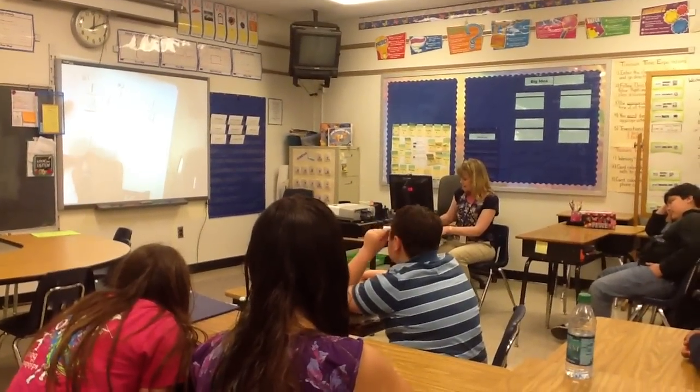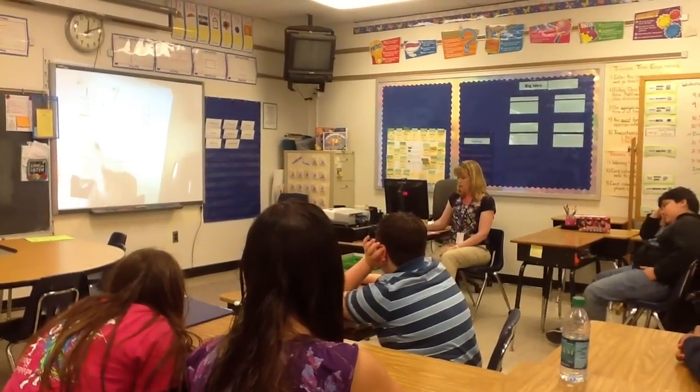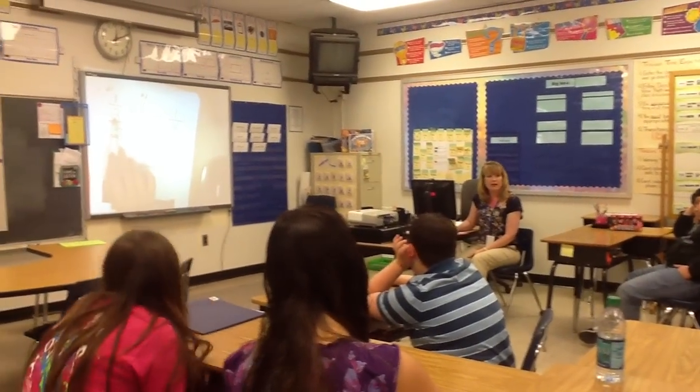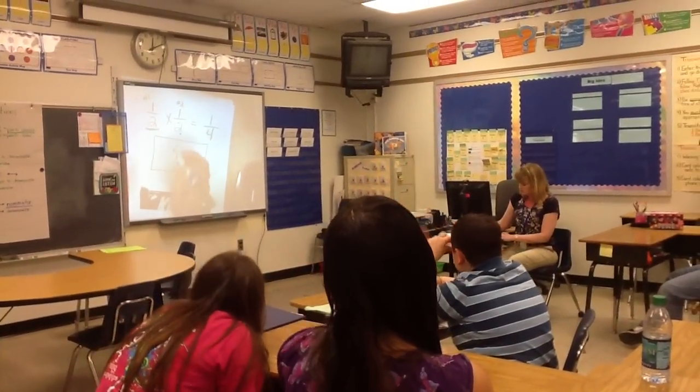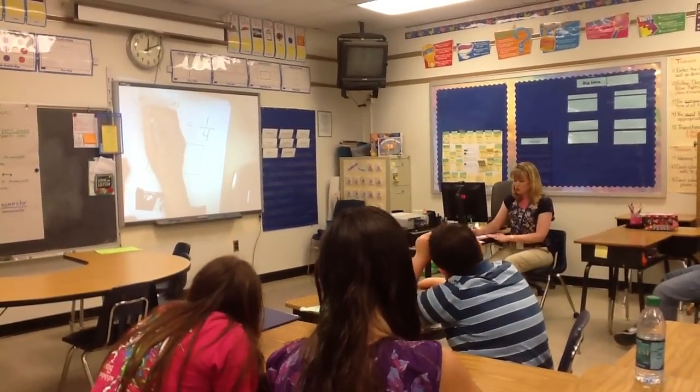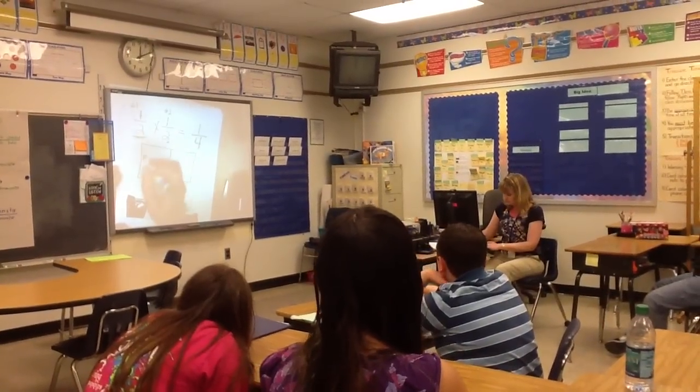I have a whole Kit Kat. Fraction number 1. I need to split this Kit Kat into how many pieces? 2. Excellent. How many pieces do I need to shade in? 1. Excellent.